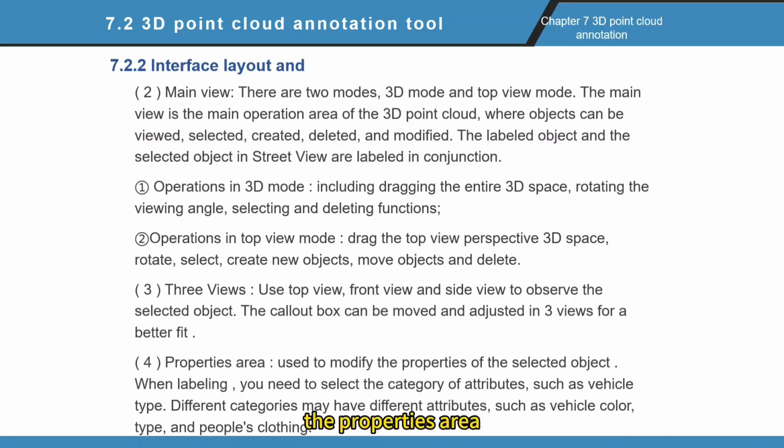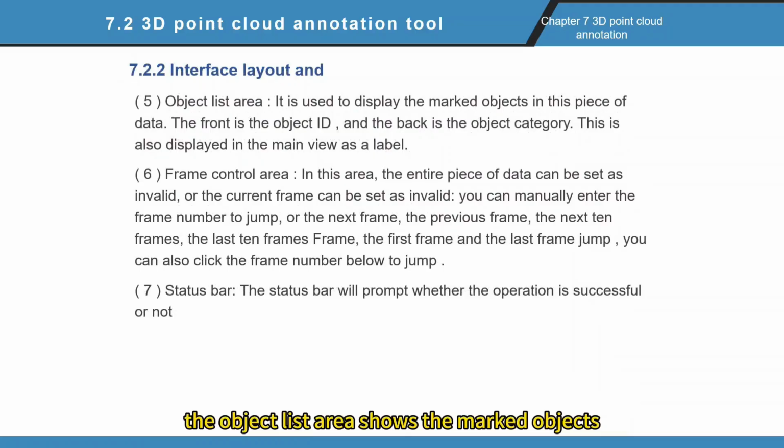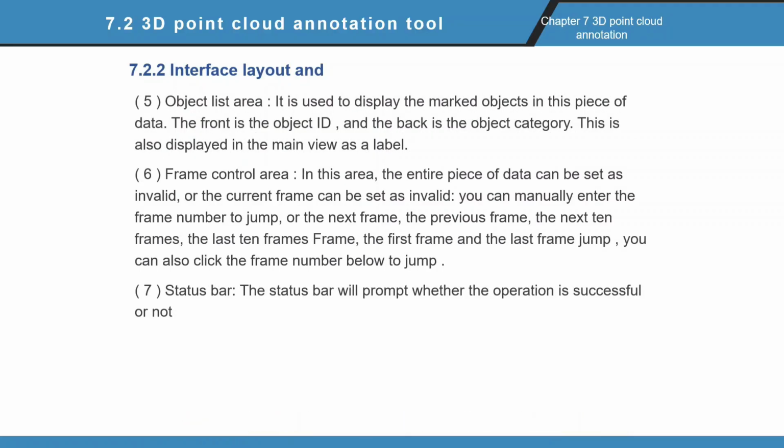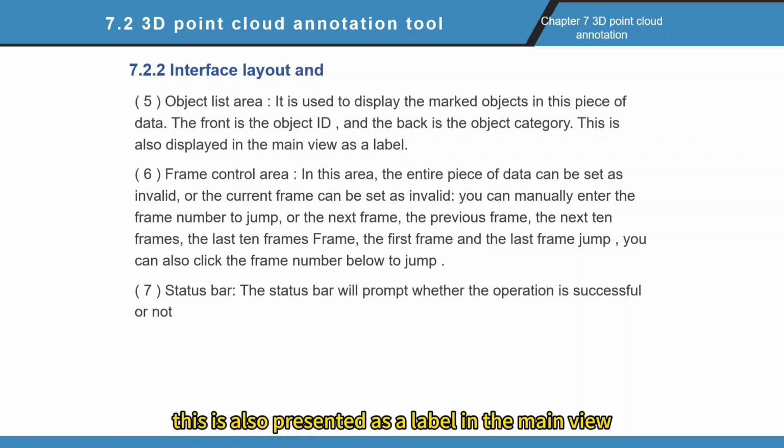The properties area is used to modify the properties of the selected object. When labeling, you need to select the category of attributes like vehicle type. Different categories may have different attributes, such as vehicle color, type, or people's clothing. The object list area shows the marked objects in this piece of data. The object ID is in the front, and the object category is at the back. This is also presented as a label in the main view.